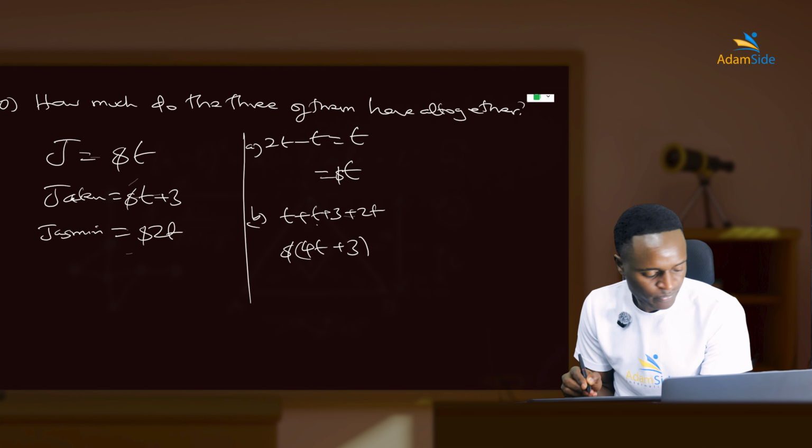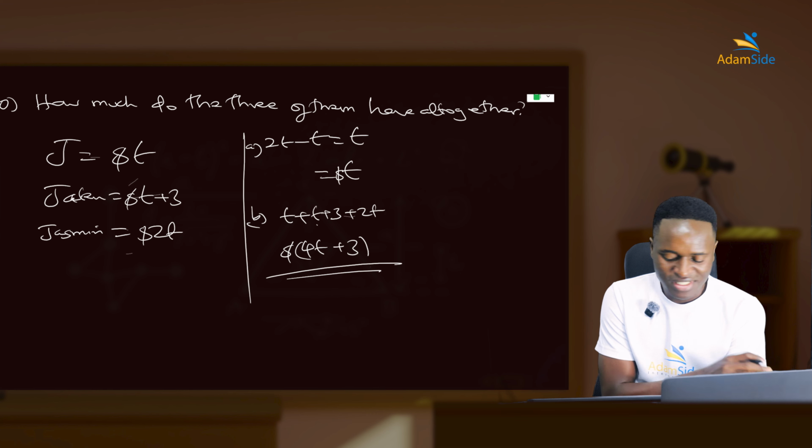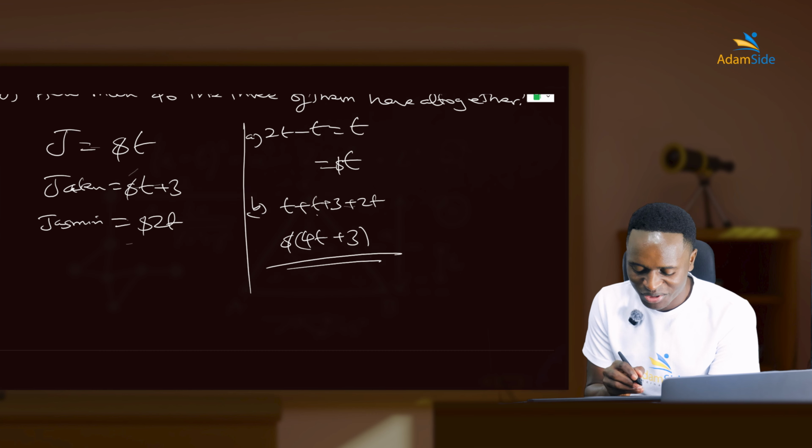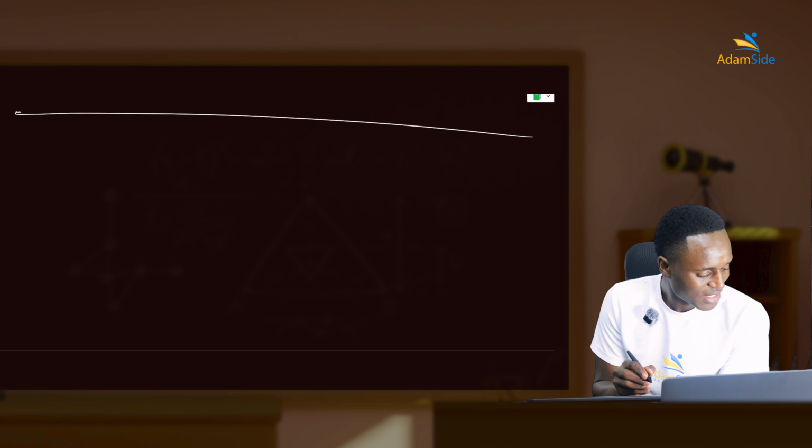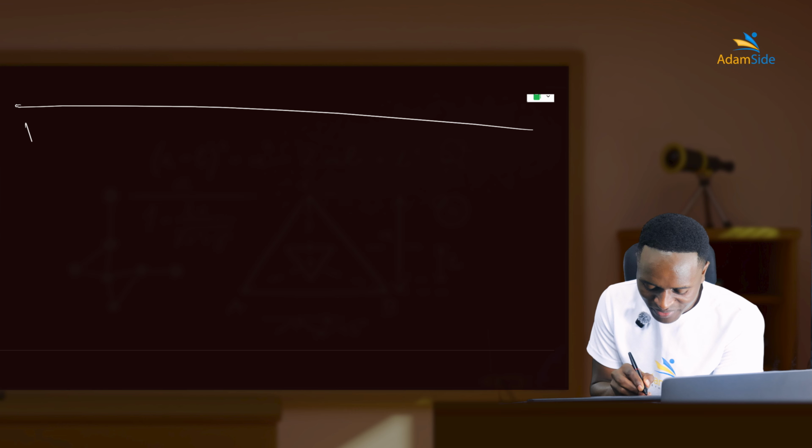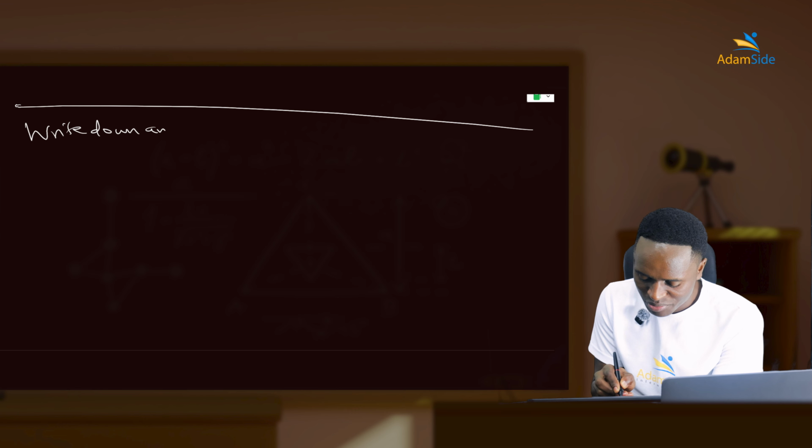Write down an expression for the perimeter of each of these shapes. Okay, now we have been told to write an expression for the perimeter. So write down an expression for the perimeter of these shapes. So we have a rectangle.